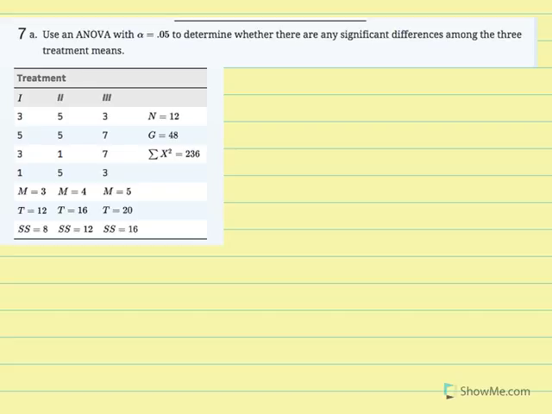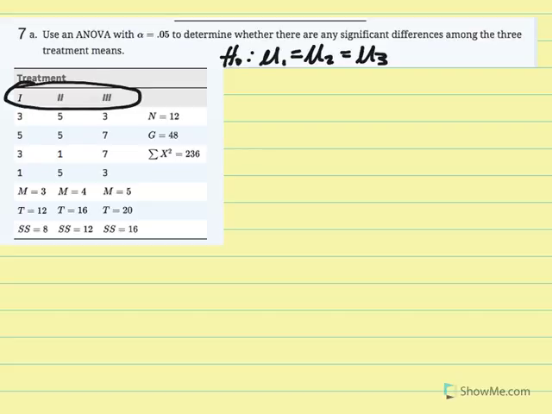Number 7, use an ANOVA with alpha set at 0.05 to determine whether there are significant differences among the three treatment means. So let's begin with our null. The null states that population 1 will equal population 2, and that will equal population 3, that we will see no differences in these three treatment conditions. Again, remember that each sample represents a population. So the null says all of those treatments will have equal means and no differences amongst the three.